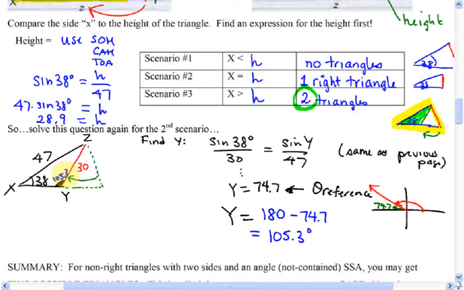And so if I asked you to solve for all the rest, you'd go through the same process again, but with this angle here.